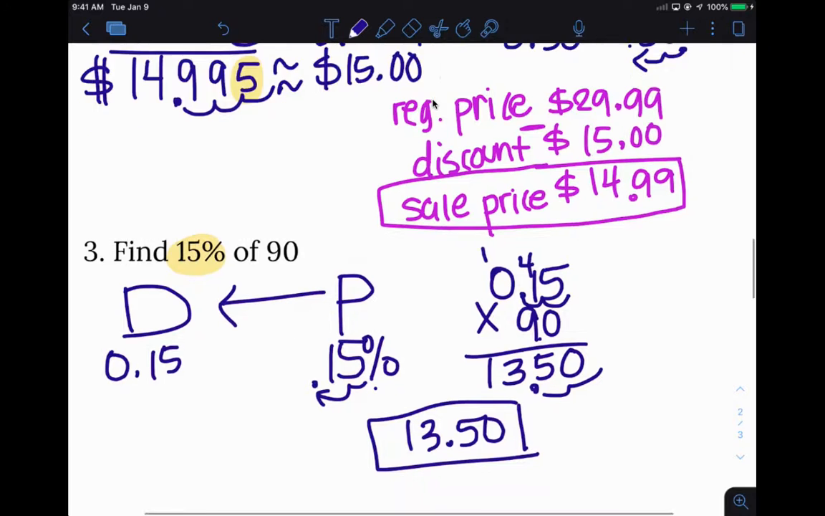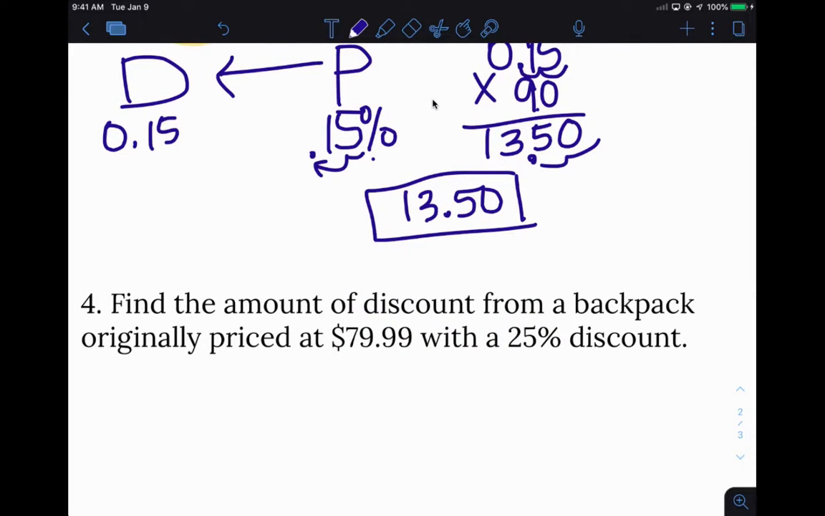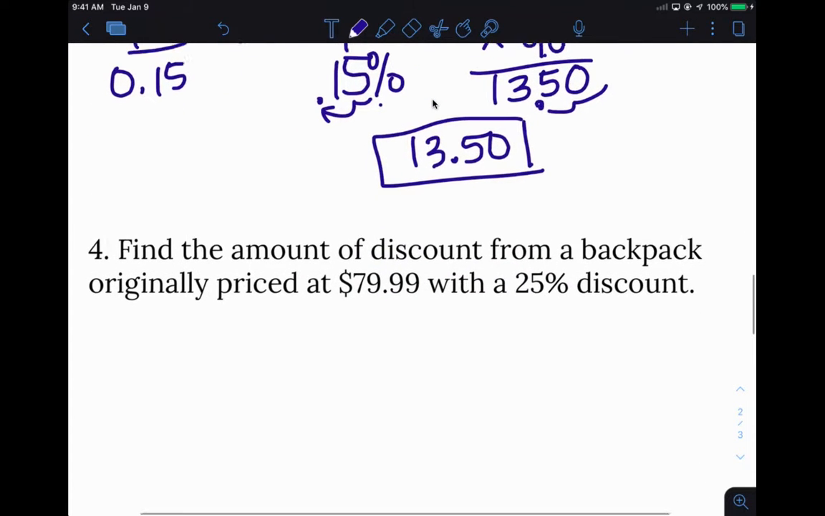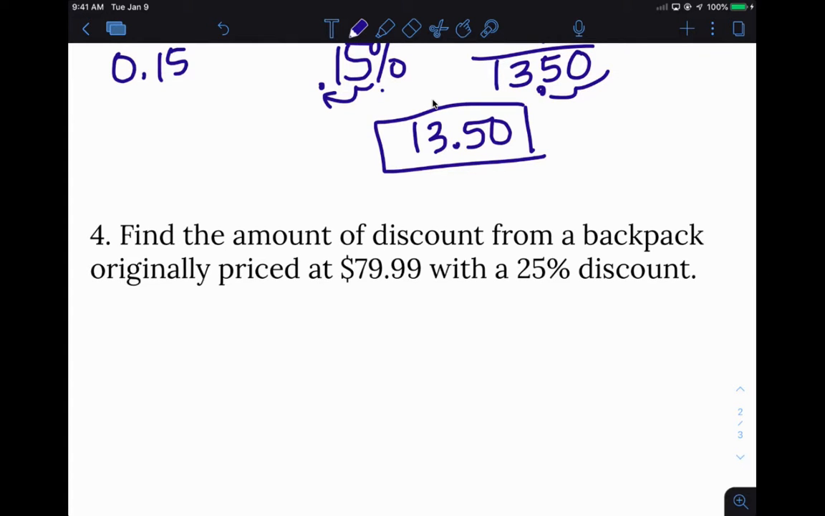Okay. And then we move on to problem number 4. It says find the amount of discount from a backpack originally priced at $79.99 with a 25% discount. So again, we have a percent. Let's make it a decimal.